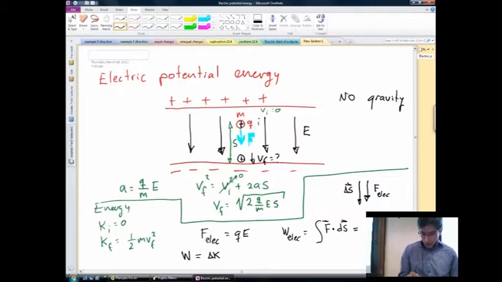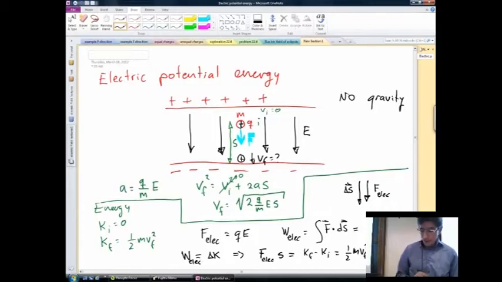Now the parameter that I'm using for the total distance that the particle travels is S. So the work done by the electric force, again, is the magnitude of the force times S, and that should be equal to the change in kinetic energy. That's what the symbol delta means. It means final kinetic minus initial kinetic. The final kinetic is 1/2 of m v final squared. The initial, we said it was 0. Okay?